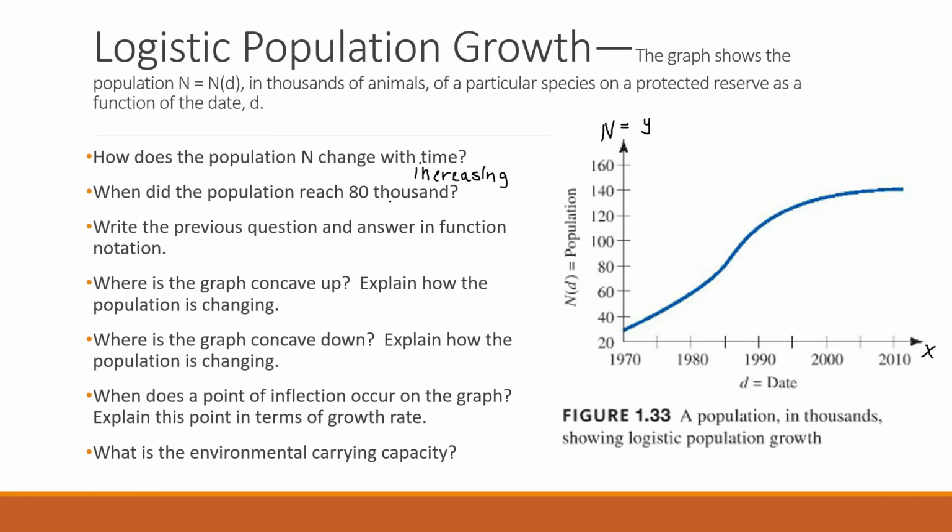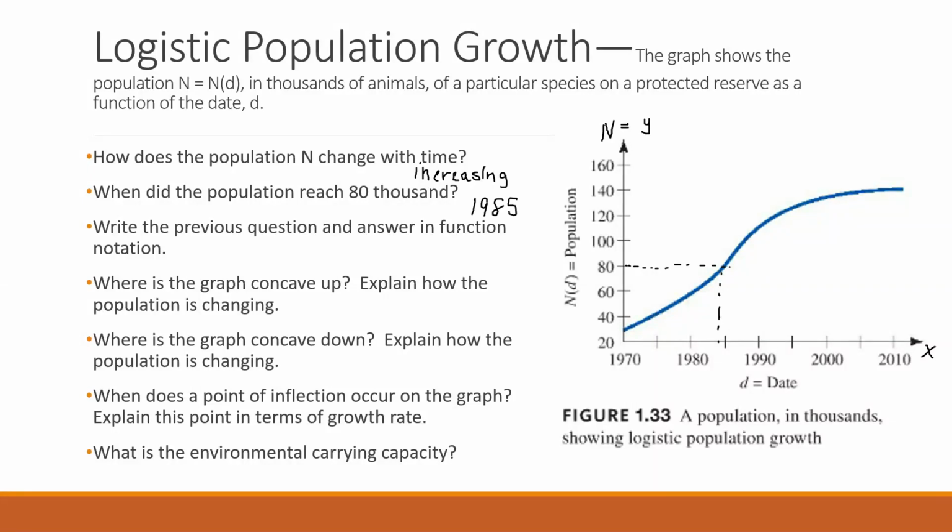Next question is, when was the population 80,000? So on my n-axis, here's 80,000. I'm going to attempt to create a straight line and bring that down. And it looks like my lines aren't 100%, but right around 1985. So I would say 1985.